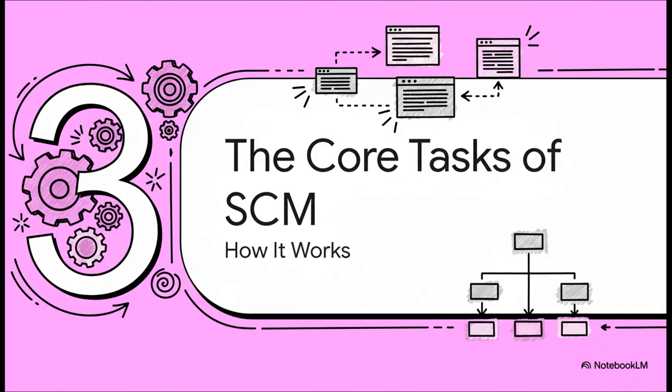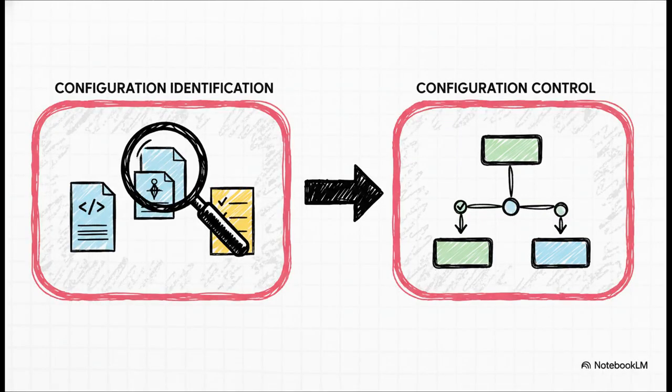Okay, so we know what SCM is and why we need it. But what does it actually do? Let's break down the core tasks, the real nuts and bolts that make the whole thing work. It really all boils down to two main jobs. First, you've got configuration identification. This is basically where you decide what stuff actually needs to be controlled. Is it the source code, the design documents, the user manuals? You have to identify all the moving parts. Then, once you know what you're watching, comes configuration control. That's the actual process of managing changes to make sure everything happens in a smooth, orderly fashion.